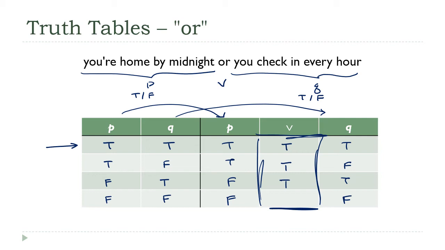Now how about the last one? You were not home by midnight and you did not check in. This is the bad case. This is the case with a negative outcome. You're not going out tomorrow night. So I'm going to put a false there.